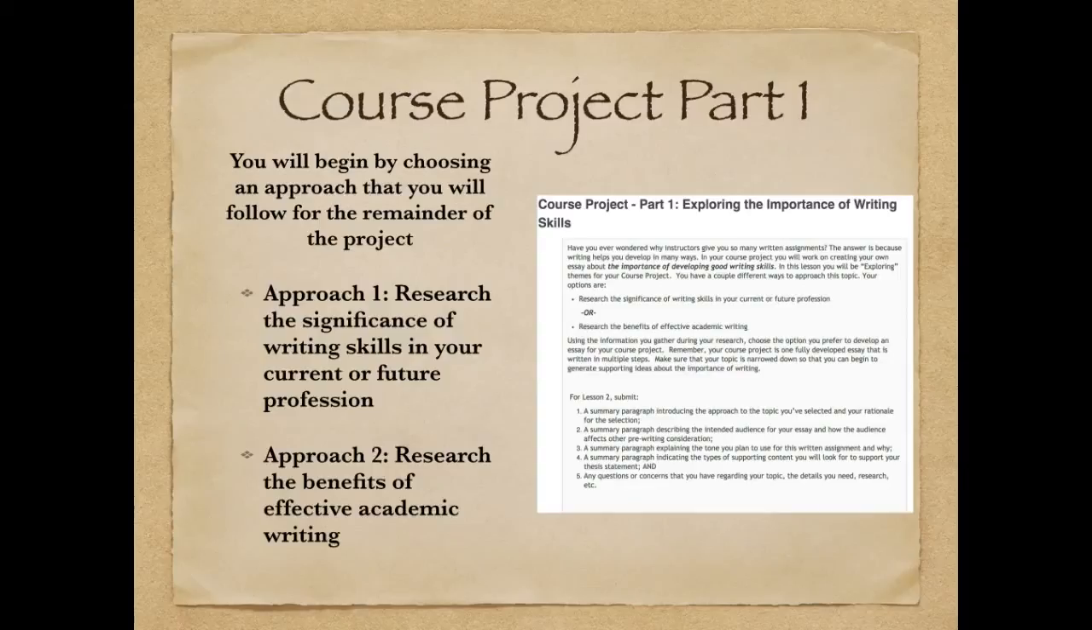For lesson two, submit: Number one, a summary paragraph introducing the approach to the topic you've selected and your rationale for the selection. Number two, a summary paragraph describing the intended audience for your essay and how the audience affects other pre-writing considerations. Number three, a summary paragraph explaining the tone you plan to use for this written assignment and why. Number four, a summary paragraph indicating the types of supporting content you will look for to support your thesis statement. And number five, any questions or concerns that you have regarding your topic, the details you need, research, etc.